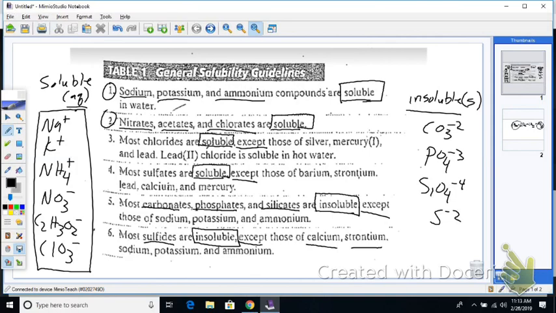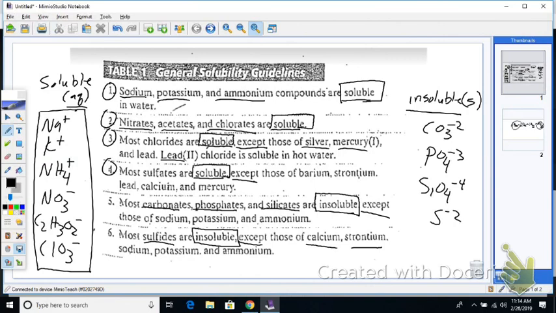Okay, now 3 and 4, there's some exceptions on that. They say, you know what, most of the time, number 3, chlorides are soluble. When are they solids? When they're with silver, mercury, and lead. They're called the heavy metals. Silver, mercury, and lead are heavy metals. So if I have PbCl2, that's a solid. If I have NaCl, that's aqueous because it's not one of those 3.